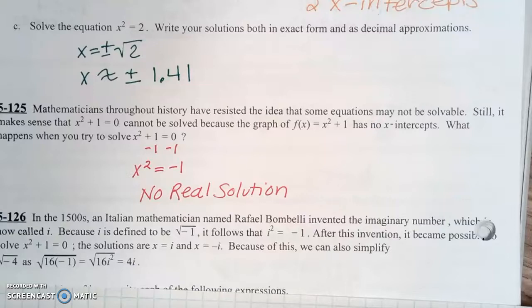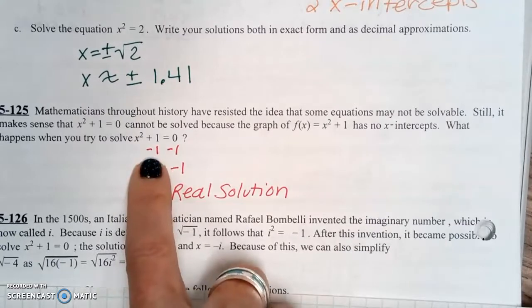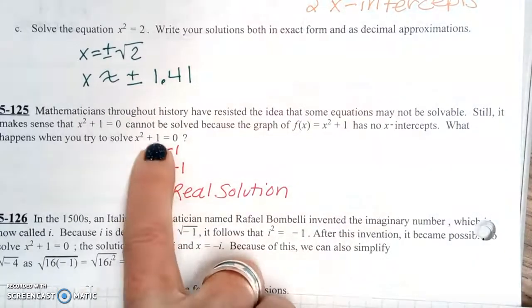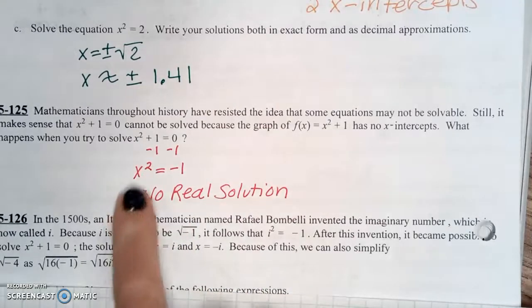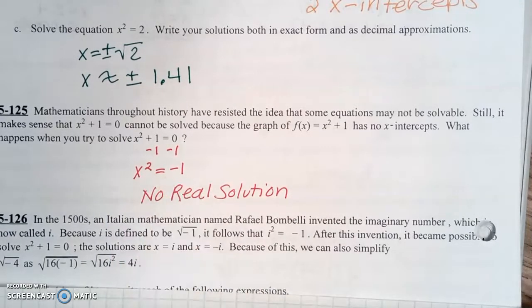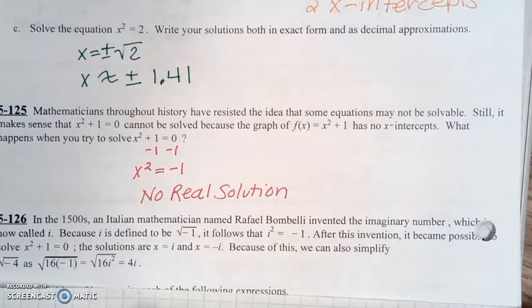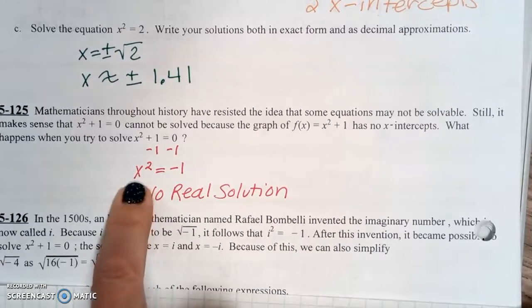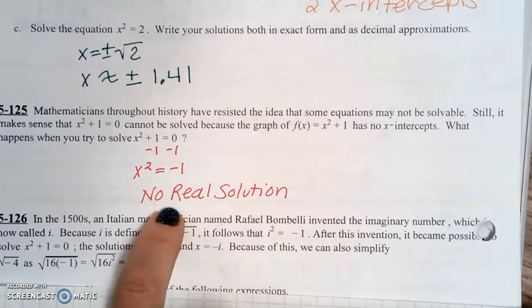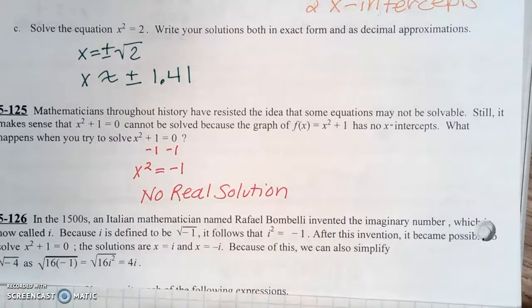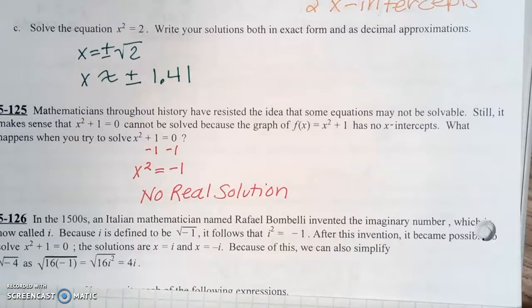What happens when you try to solve x squared plus 1 equals 0? So when we go to try and solve it, we would start by the inverse operation of adding 1, which is to subtract 1 from both sides. You get x squared equals negative 1, and then you'd go to take the square root. Square root of x squared would just be x, but the square root of negative 1, you would say no real solution, because you can't have that negative under the radical. Okay?